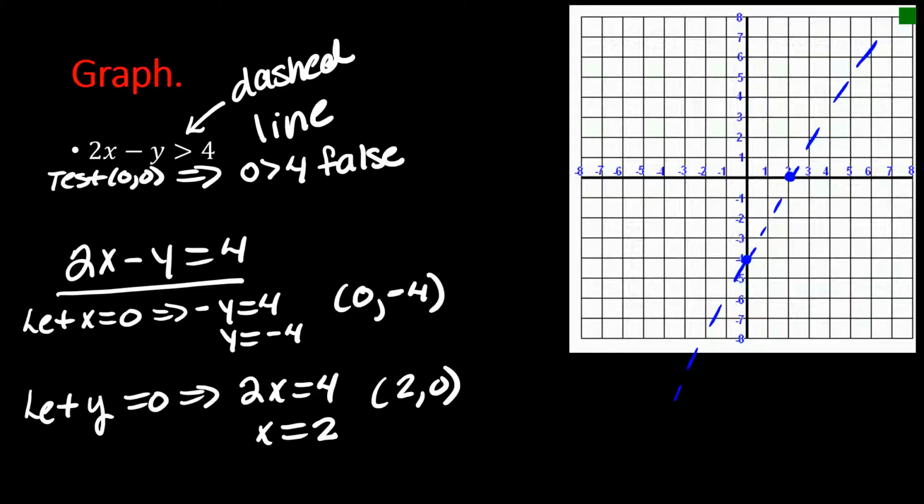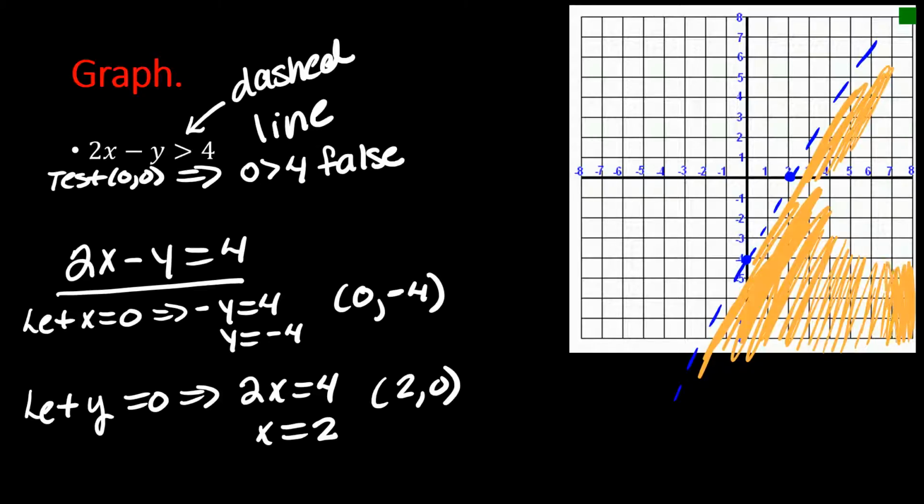So when you have a false statement, that means you're going to shade the region not containing (0, 0). So we're going to shade this region on the opposite side of the line from (0, 0). We're going to shade all of this region.